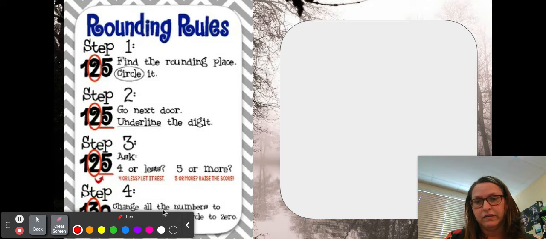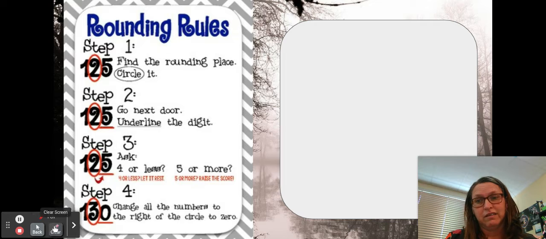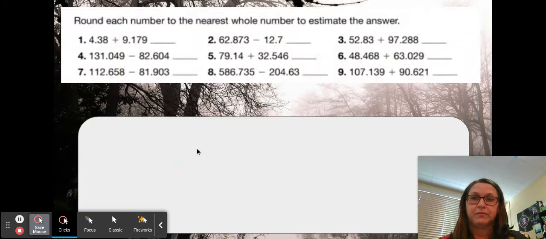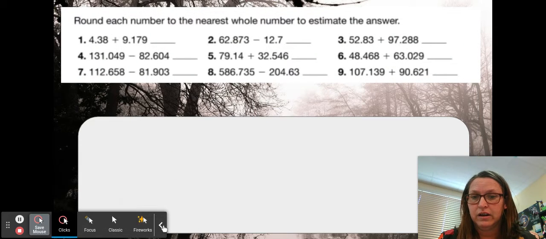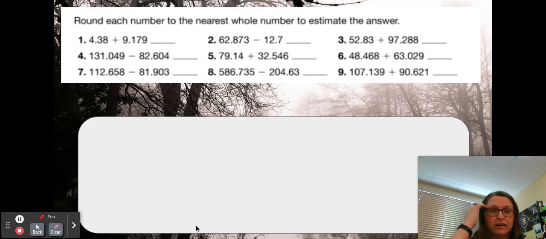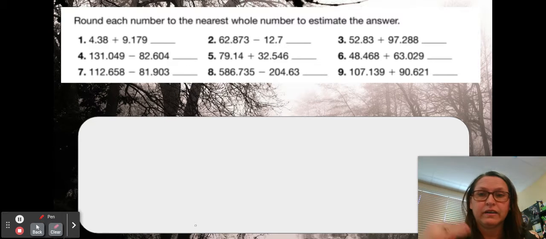So let's do a few problems. There's a lot of problems here. As we're solving some of these problems, we are going to practice 4 or less, let it rest, or 5 or more, raise the score.